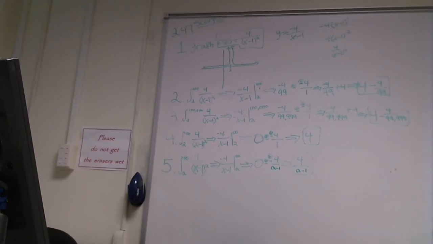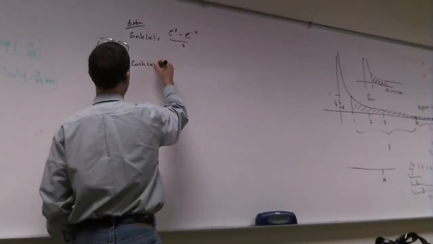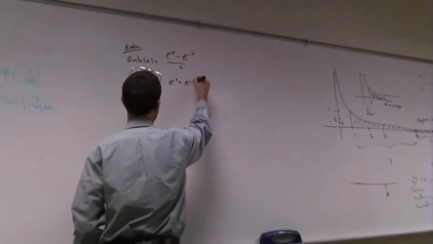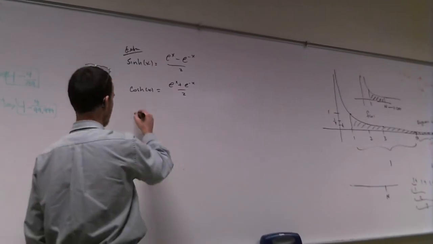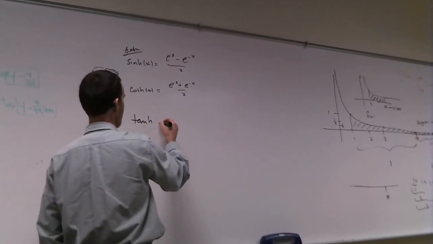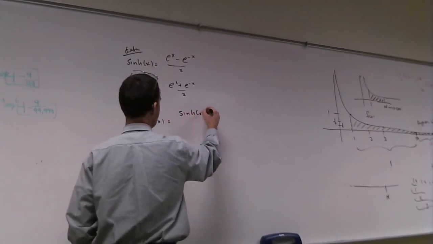So sinh of x, the definition is that it's e to the x minus e to the minus x over 2. Cosh of x is e to the x plus e to the negative x over 2. And all the rest are defined just like the trig functions are. So, you know, hyperbolic tangent of x is sinh over cosh.